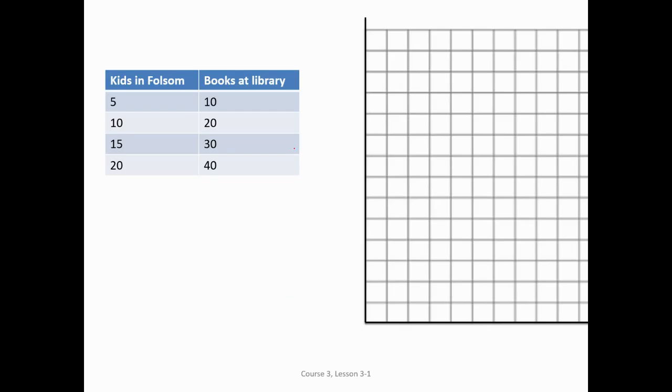We could look at it now as a table where there's different amounts of kids and different amounts of books at the library, and we can also put that on a graph. So let's say kids is my x-axis. I'm going to put 1 kid, 2 kids, 3 kids. Oh, sorry. Let me backtrack a tiny bit. Let's put 5 kids here, 10 kids here, 15, 20, 25, and 30. And then I'll put the number of books on the y-axis. 10 books I'll put here, 20, 30, 40.